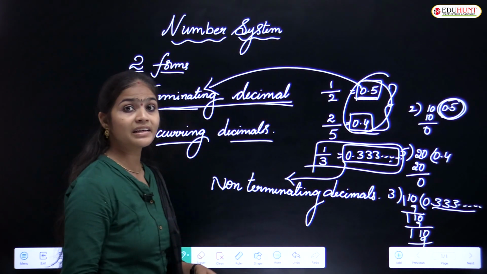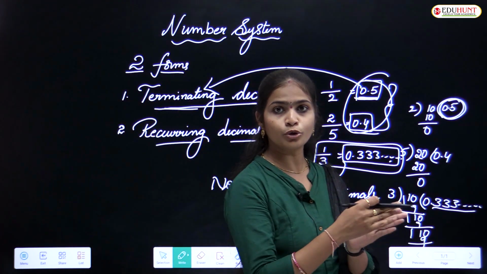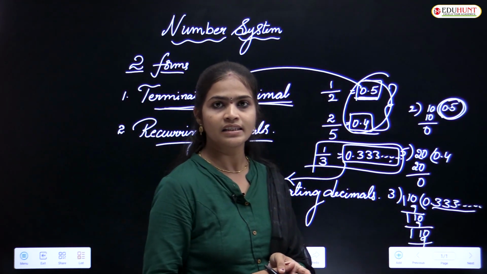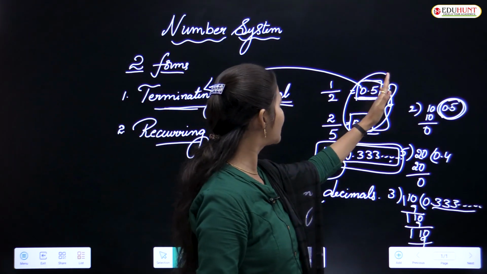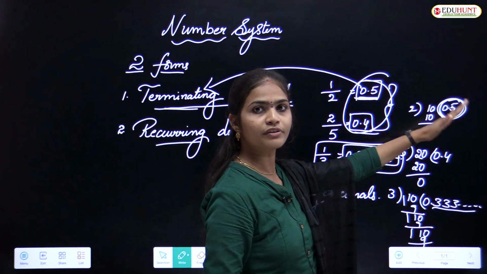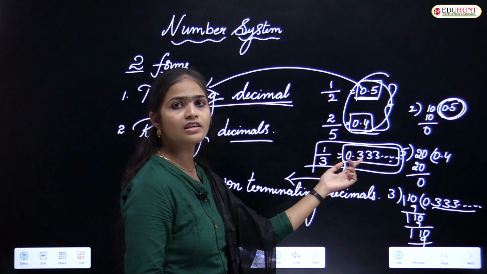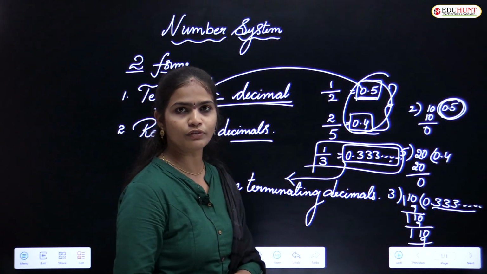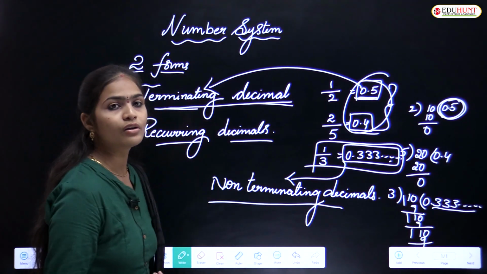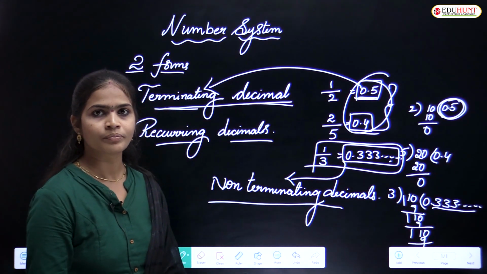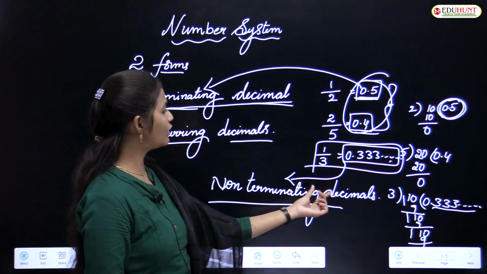Terminate means it has an end. To terminate means to remove. After that 5 we do not have any other places, so it is terminated at 5 only. After 5, nothing is there. But here it is not like that. 0.333 is in continuation form, there is no end point to that. That's why we call that one non-terminating decimals. So this one is a recurring decimal, a non-terminating decimal, you observe that.